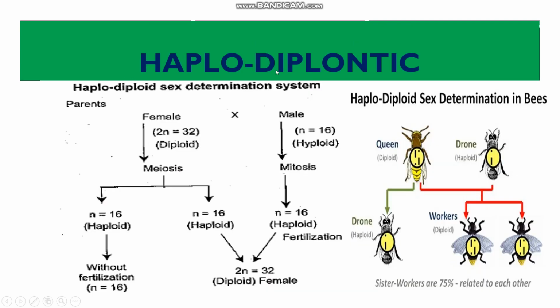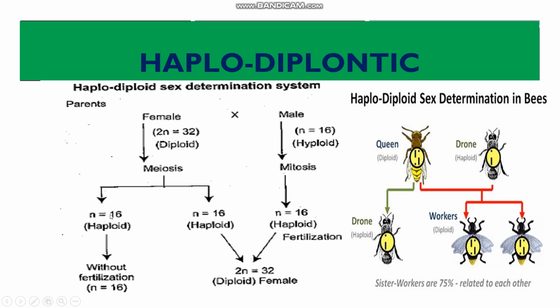The last type of sex determination is the haplodiploid sex determination. This is seen in honeybees. In the case of honeybees, the chromosome number 2n is 32. Males are always haploid. Male honeybees or drones are always haploid, carrying n number of chromosomes, that is 16 only. And the male produces gametes by mitosis. So the gametes also carry n equal to 16. Females are diploid, 2n equal to 32. And the female produces gametes by meiosis. And the gametes carry half the number of chromosomes, that is haploid, n equal to 16.